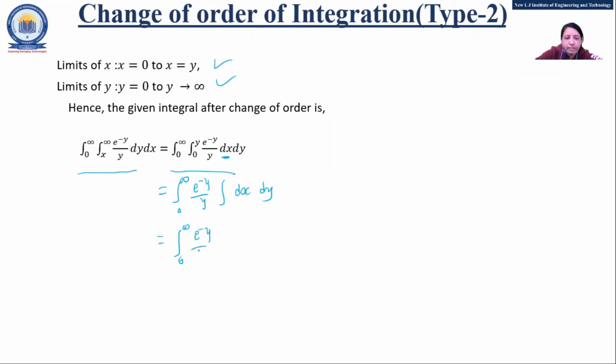So I have changed it now. E raised to minus y upon y as it is. This is dx. So 1 dx is x only. The limits are, sorry, I have not written 0 to y. Fine. So limits are 0 to y, dy. Now 0 to infinity e raised to minus y upon y. If you put the limits, y minus 0, so y dy. This y cancels out. So now I will have only 0 to infinity e raised to minus y dy.